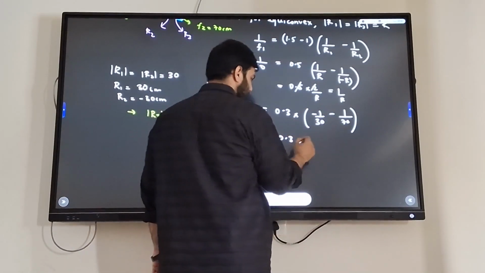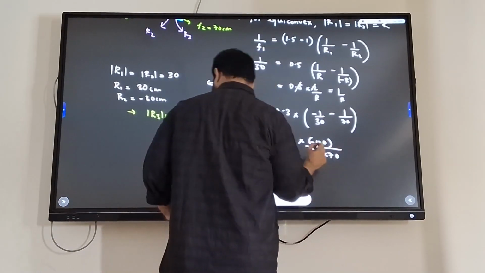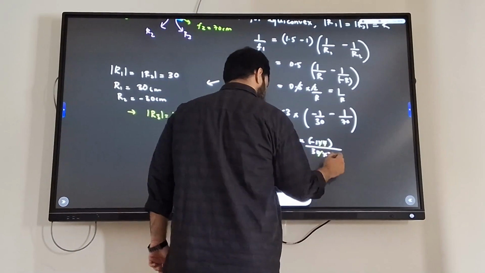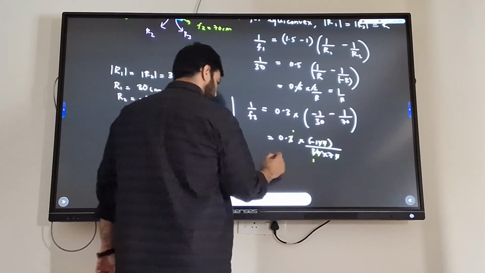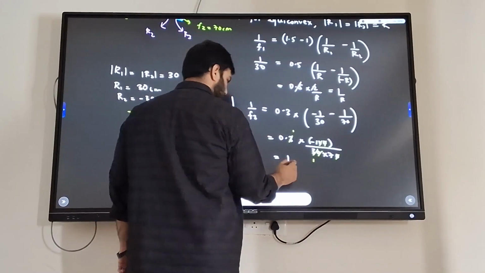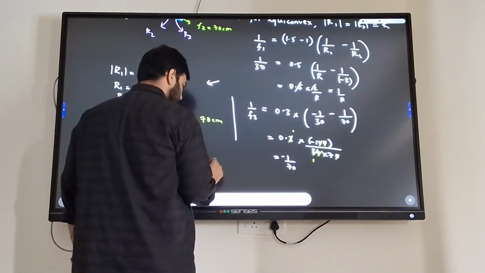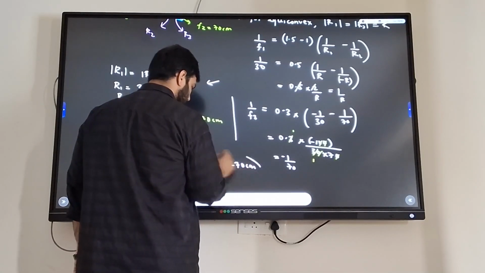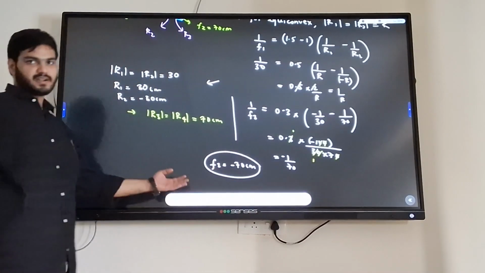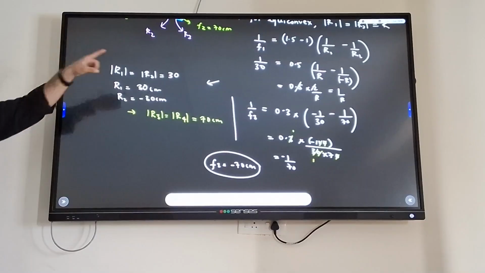What do you think you'll get? Minus 100, 30, 70. Cancel these, this 0 goes, this 3 goes, so this becomes 1 by 70, I think. But that's in negative. So what should be F3? Minus 70 centimeters. And obviously negative since it's a concave kind of lens. Concave lens gives negative. I found my F1, F2, F3.